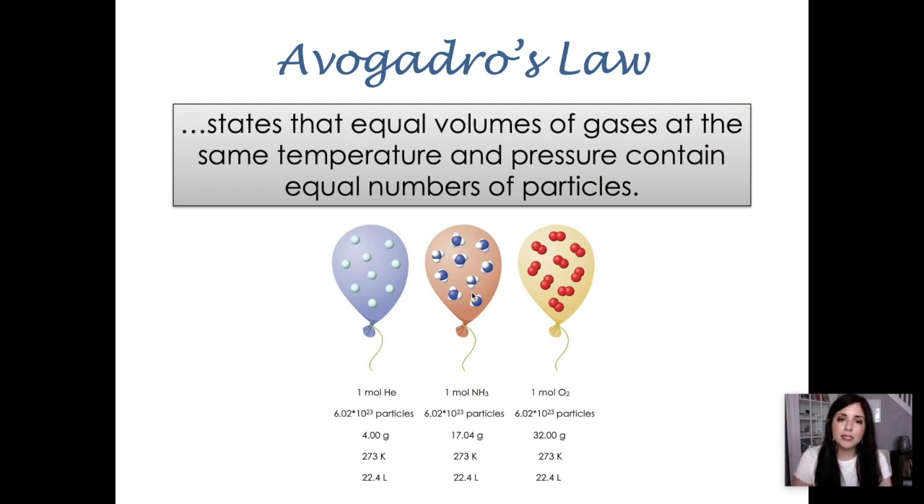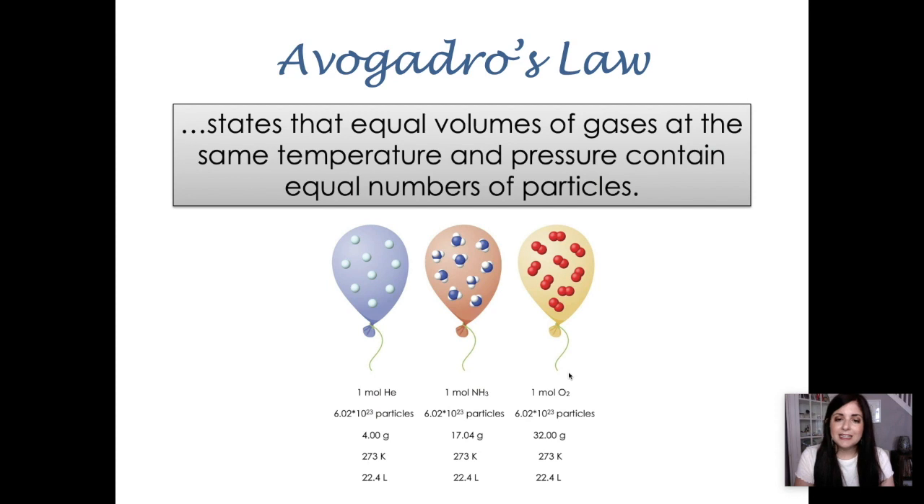Because these are all 1 mole, but they're all comprised of different elements, the molar mass of these is different. So 1 mole of helium would have a mass of 4 grams, 1 mole of ammonia has a mass of 17.04 grams, and 1 mole of oxygen is 32. That's nothing new. That's a Chem 1 thing. We reviewed it at the beginning of Chem 2.